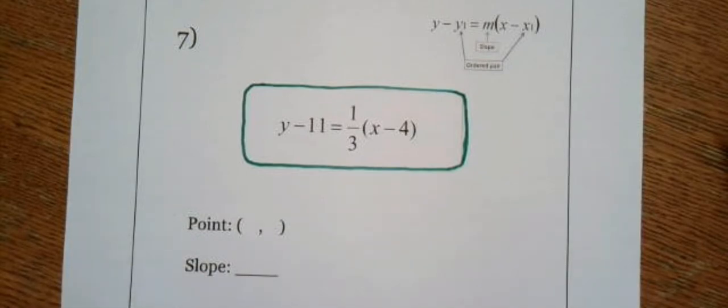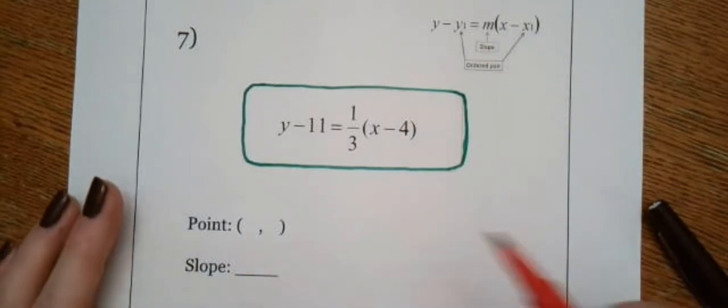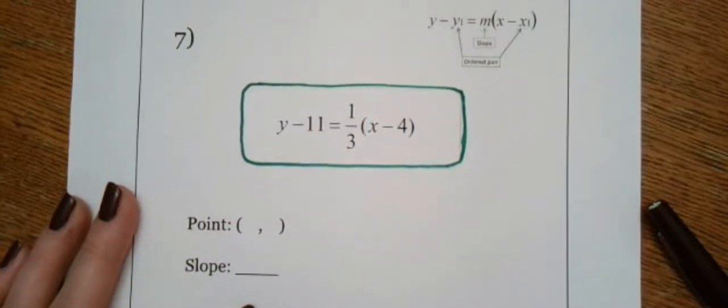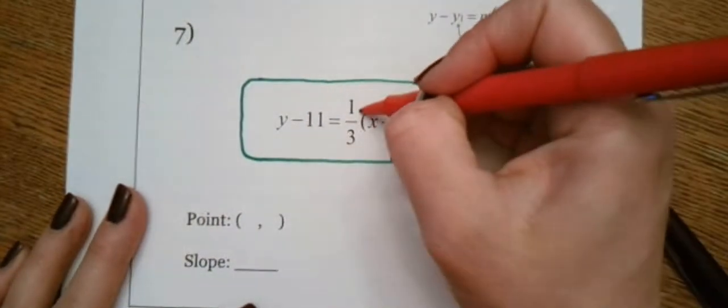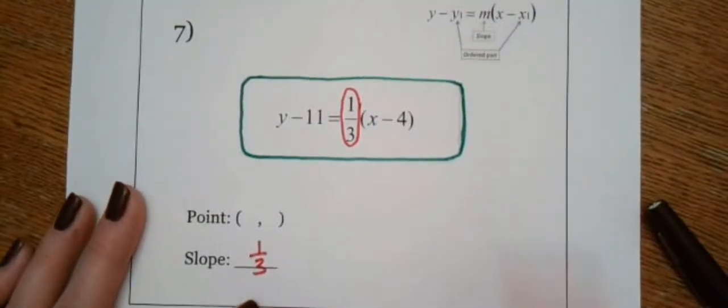Okay. Now I'm going to have you do the opposite, which is pull it back out. And sometimes this reverse thinking can be kind of tricky. So let's give this a try. This is also going to help us with graphing. So here I'm asking you, what is the point and what is the slope? This equation is in point slope form. Well, the easiest thing to pick out is the slope. That's just 1/3. That comes after the equal sign.